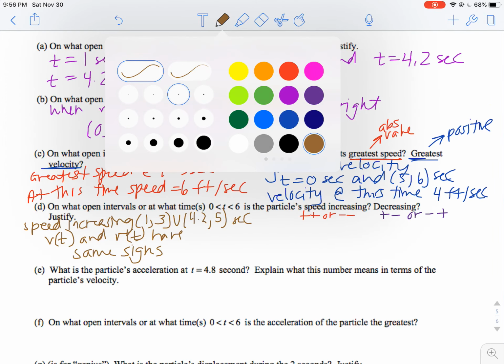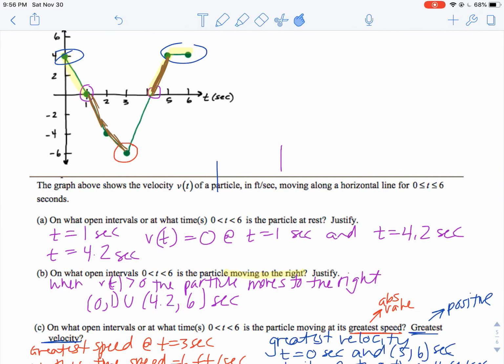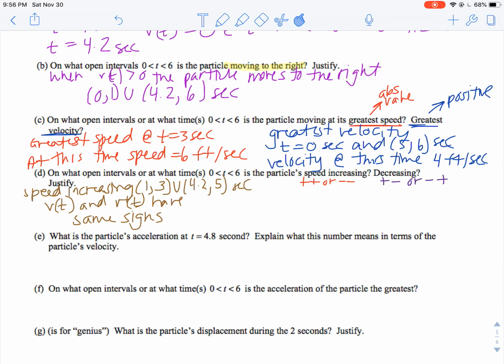Okay, now we're looking for places where they have different signs. So right here from 0 to 1, our velocity is positive, but we got a negative slope, so our acceleration is negative. And then same thing right there, from 3 to 4.2 seconds. So it's decreasing from 0 to 1, union 3 to 4.2 seconds. v of t and v prime of t have different signs.